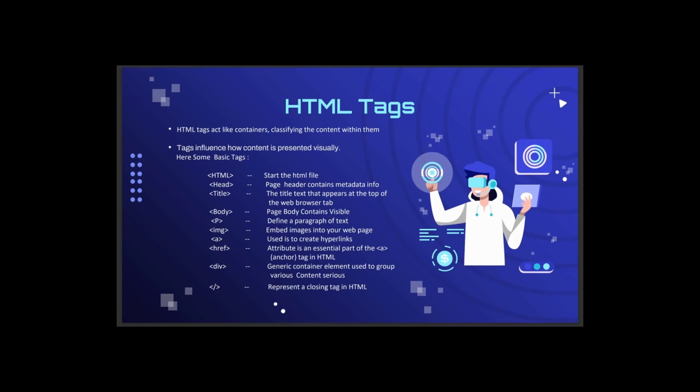Here we see some tags. HTML. It represents the HTML file. Head. It represents the page header containing metadata info. Title. It represents the title that appears at the top of the web browser. Body. It represents the page content. The p tag defines the paragraph of text.